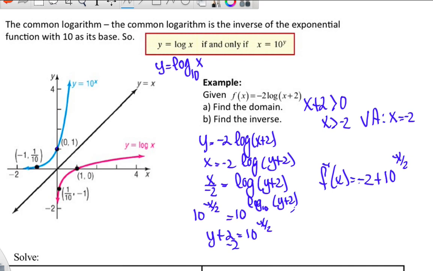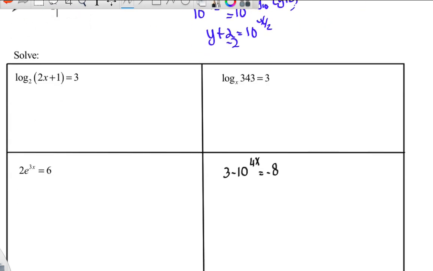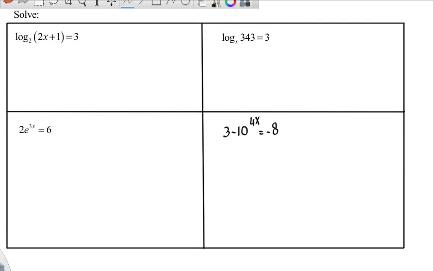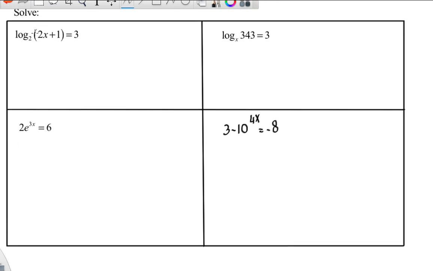Okay? Let's look at solving some of these. Sometimes we'll use inverses, sometimes we'll just use definitions. So if log base 2 of 2x plus 1 equals 3, then that means that the base 2 to the exponent listed there has to be equal to 2x plus 1. Well, we know what that is worth. That's 8. So if that's true, then 7 is equal to 2x, and that means x is 7 over 2.